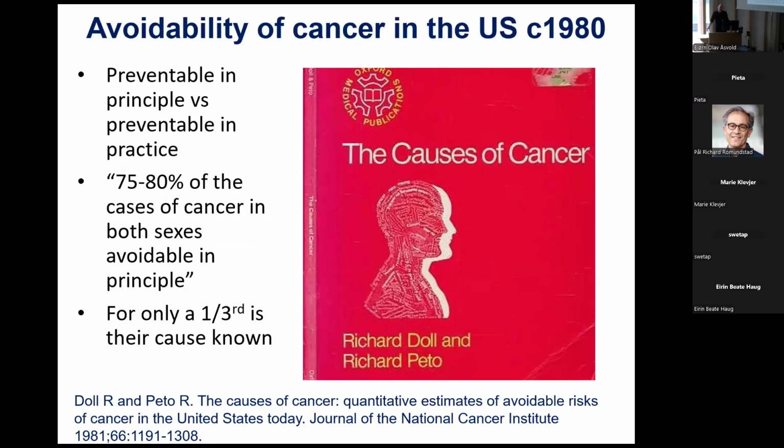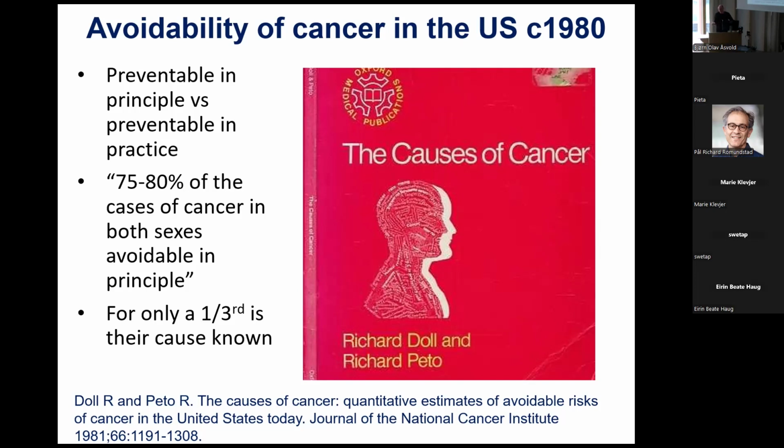And by carrying out that exercise, they estimated that 75 to 80% of all the cases of cancer in the US were avoidable in principle. So this was quite an important finding, and generated much discussion, because it meant there were many deaths that could in principle be prevented, but only a fraction of those were the cause known.